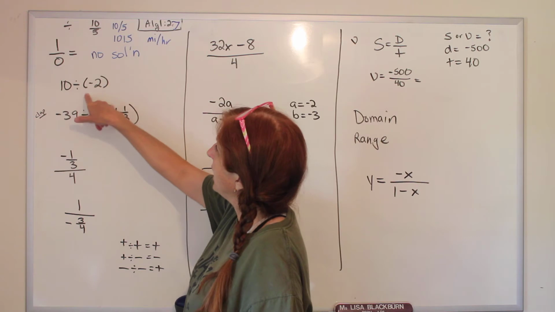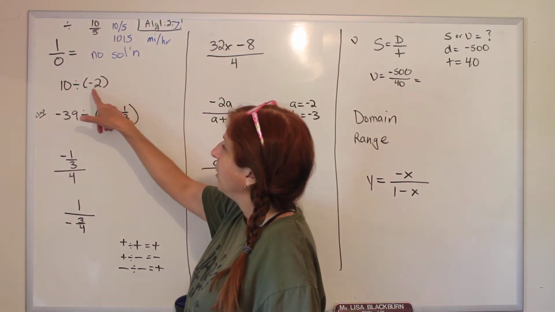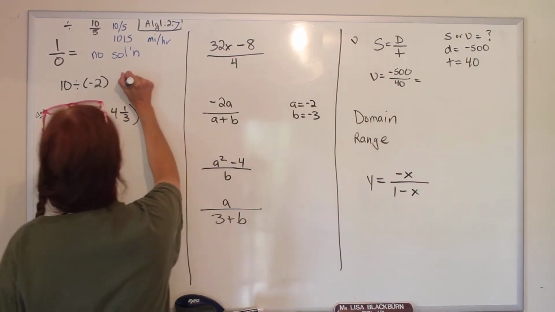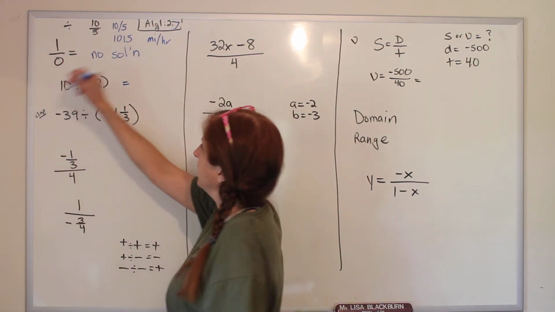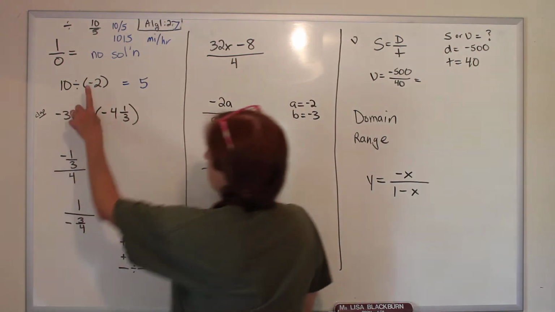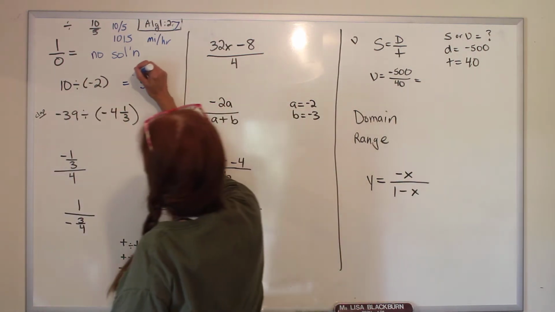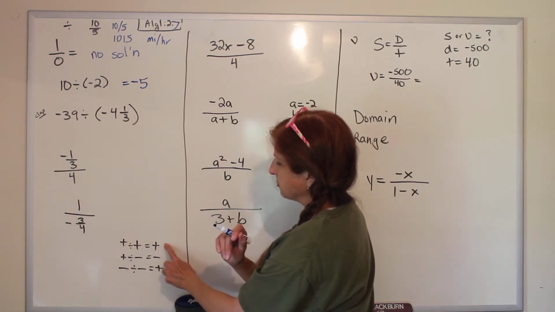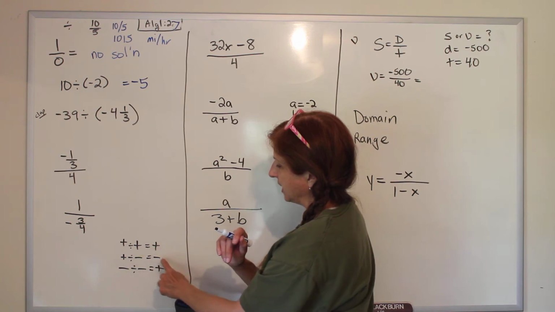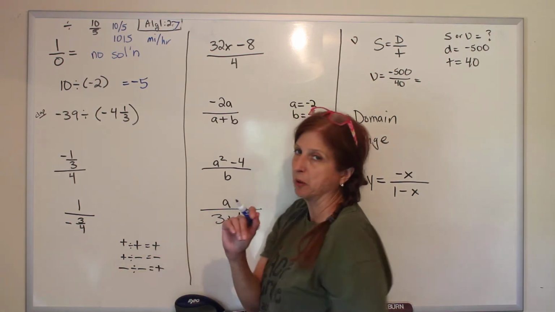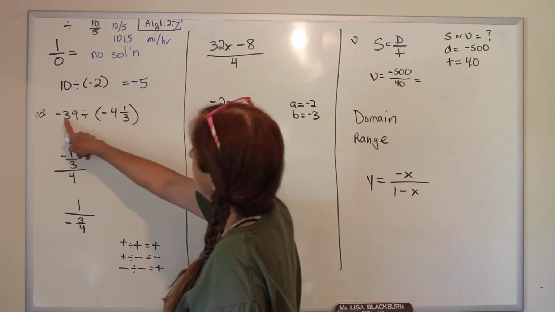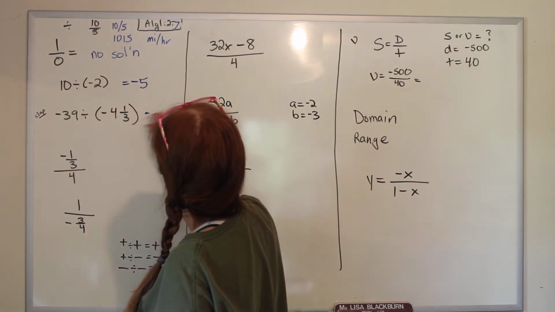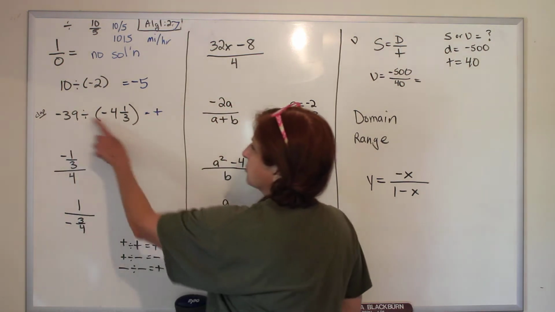Okay, so here's another division problem. 10 divided by -2. Well, y'all know how to divide, but if not, try it on your calculator. The answer is 2 goes into 10 5 times, and because I have 1 negative sign, the answer is negative. Just like in multiplication, 2 positives make a positive and a positive and a negative make a negative, 2 negatives make a positive. Same rule. So this, -39 divided by -4 1/3, we know that this is going to be a positive answer, because we have 2 negatives.